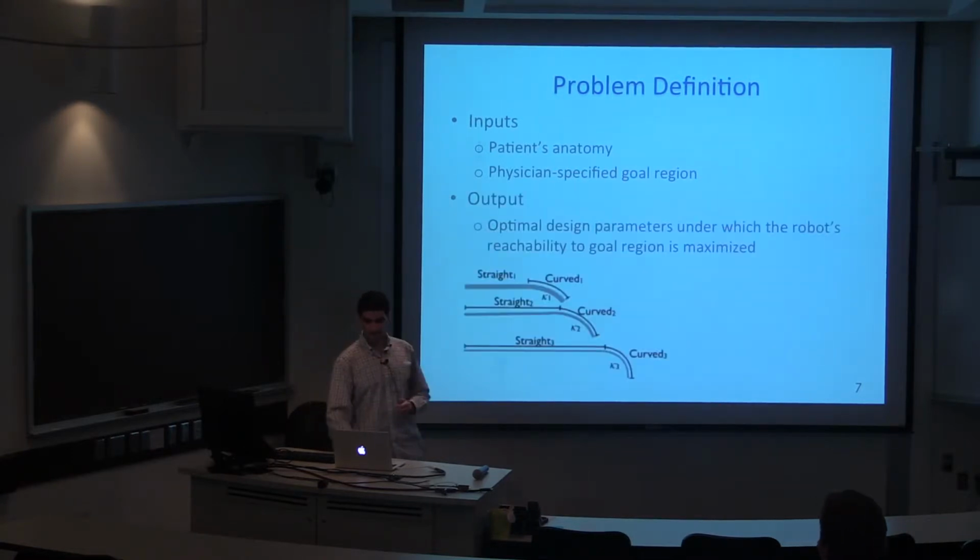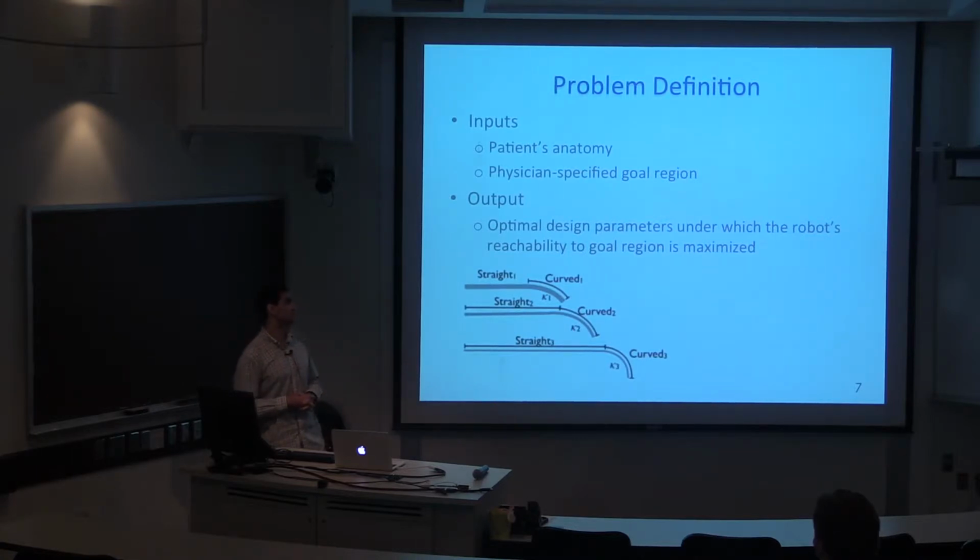And the output of our algorithm would not be the design, but the optimal design parameters under which the robot's reachability to goal is maximized. So I just want to reiterate that the design parameters are the straight lengths, the curved lengths, and the curvatures of each of the robot's tubes.